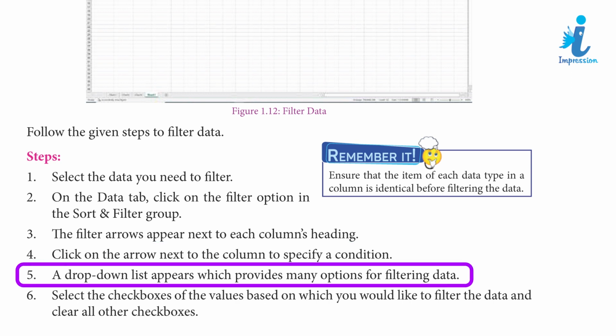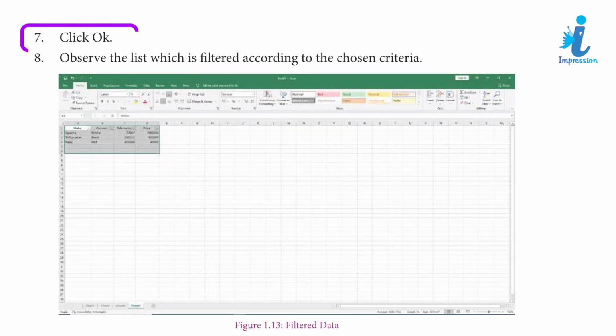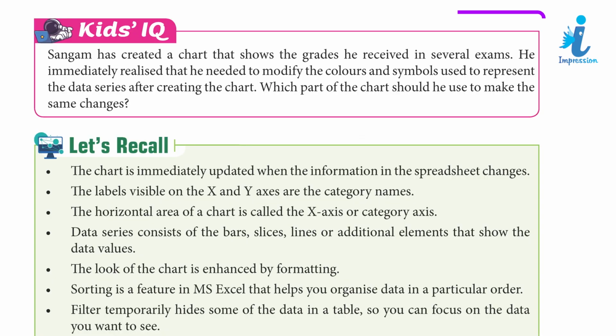5. A drop-down list appears which provides many options for filtering data. 6. Select the check boxes of the value based on which you would like to filter the data and clear all the other check boxes. 7. Click OK. 8. Observe the list which is filtered according to the chosen criteria.